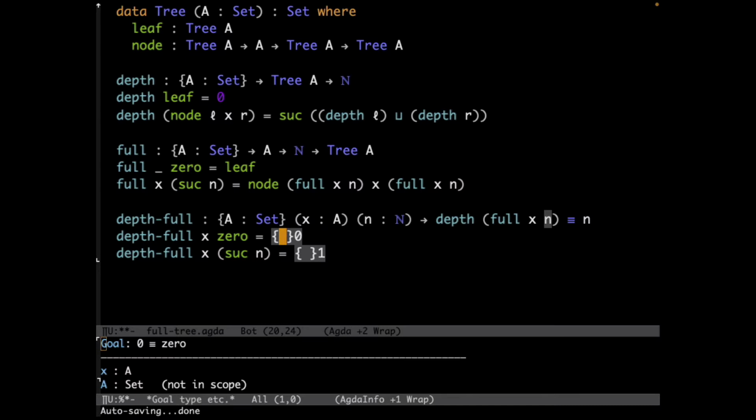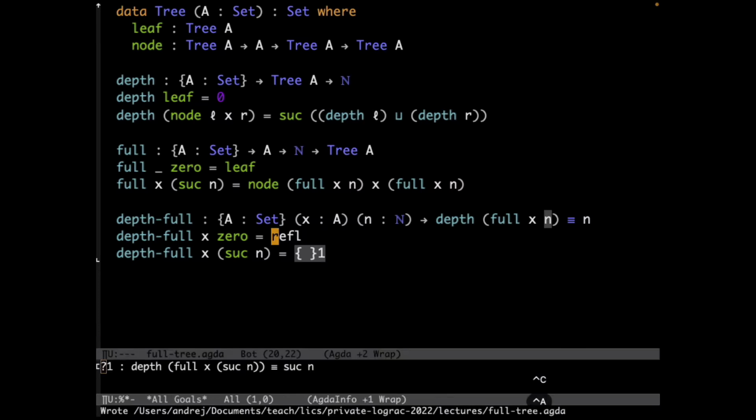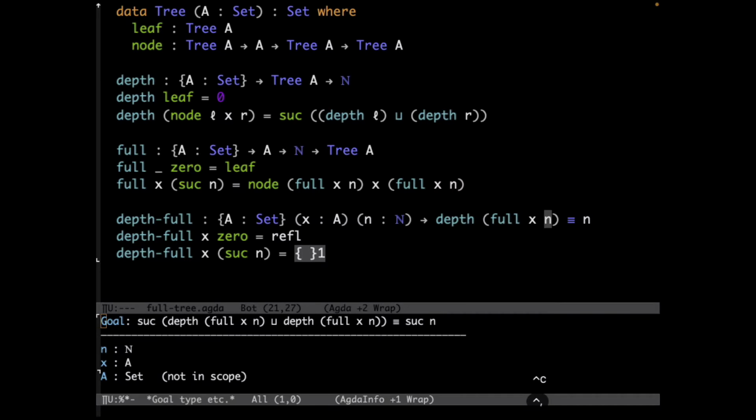They try their best, but this is what happens. Okay, so this should be easy, and whenever it should be easy, I try Control-C, Control-A to see whether Agda can do it, and it says, yeah, that's just reflexivity. Actually, the two sides are equal, so no problem there.